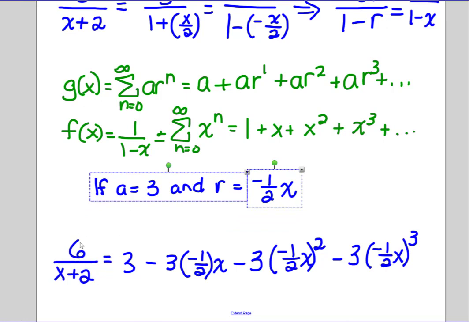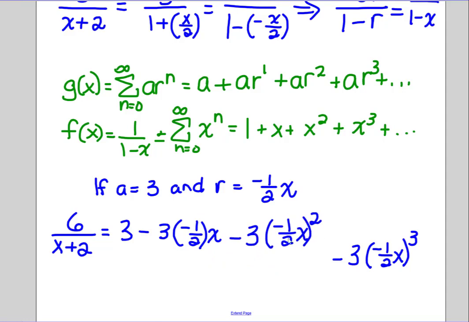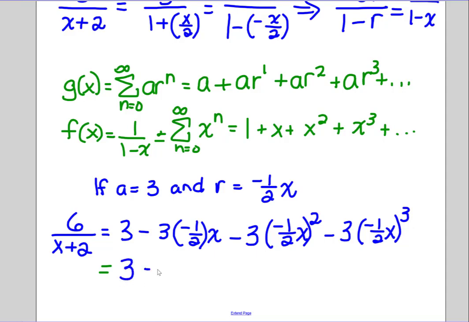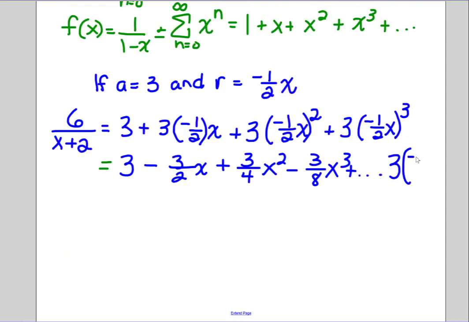When we use the g of x formula, we can see how in the function 6 divided by x plus 2, our first term is the a value, which is 3, and then a times the ratio to the first power would be negative 3 times that ratio. Then ar to the second would be negative 3 times the r squared term, and then the cubed term, and that series would look like, simplified, 3 minus 3 over 2, that should be plus x, plus 3 over 4 x squared minus 3 over 8 x cubed, and then our general term would be 3 times negative x over 2 to the n power.